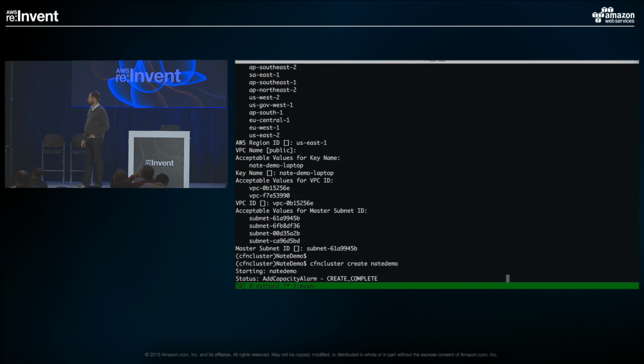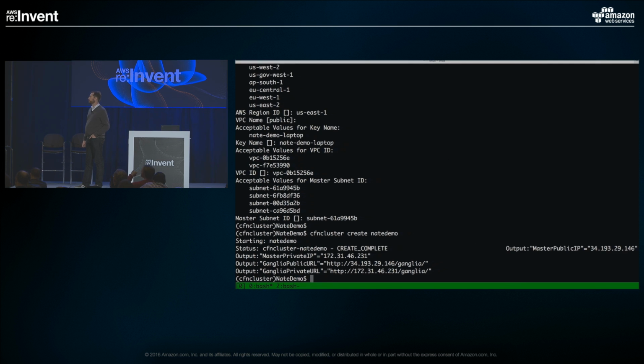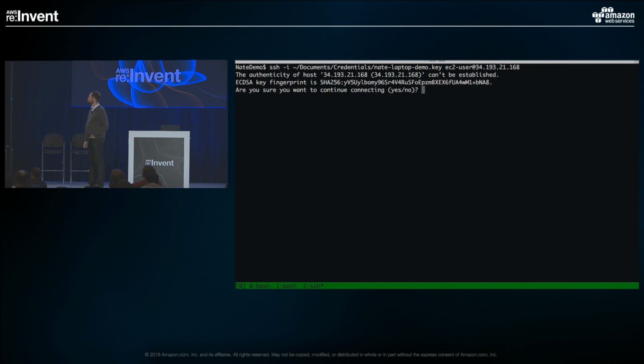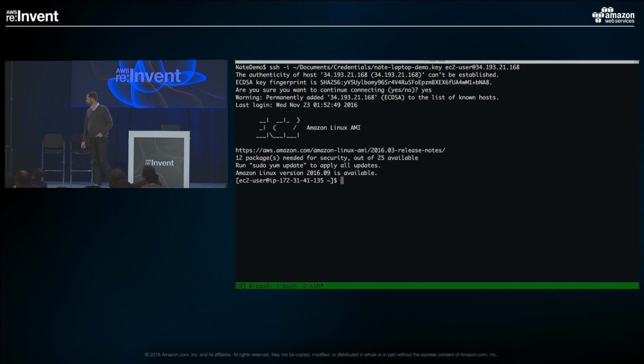So this portion, to give you a real sense of time here, took probably about 15 minutes or so to execute before it was finished. I, of course, condensed it down to about a minute for demo. So cluster's launched, nodes are launched. I'm going to copy out that IP and let's SSH to our master node. Don't steal my key. So here's our master node.